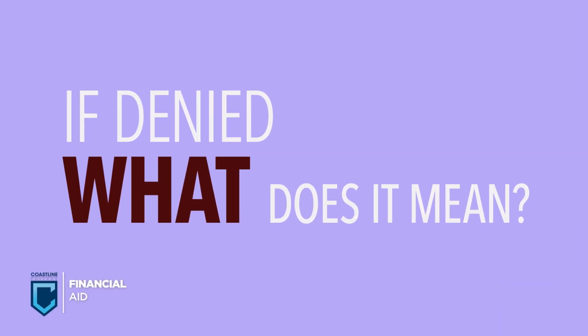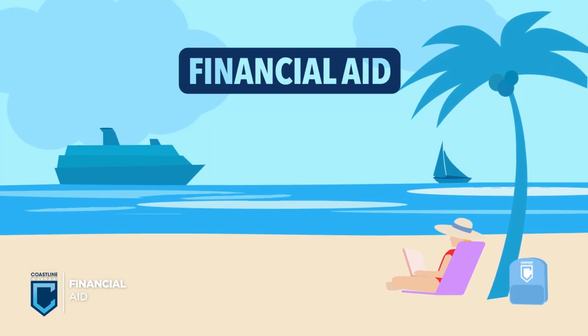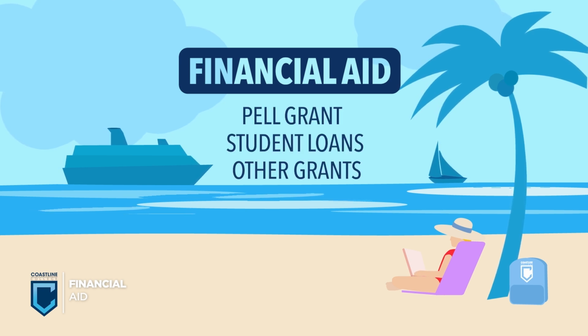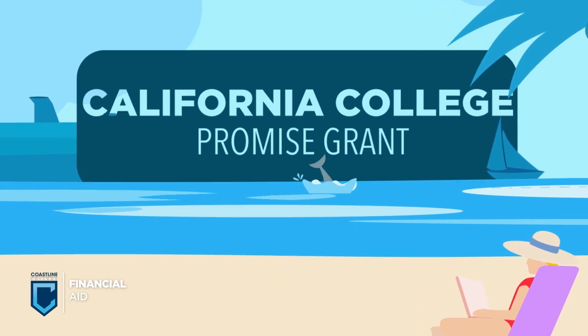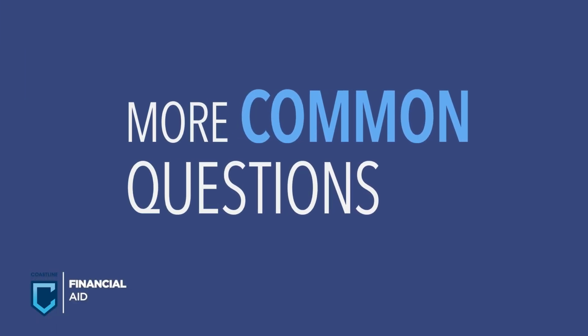If the appeal is denied, what does that mean? If your appeal is denied, you will no longer be eligible to receive financial aid such as the Pell Grant, student loans, and other grants. If it was determined that you are eligible for the California College Promise Grant, CCPG, fee waiver, the denial would not affect your eligibility. More questions and answers.